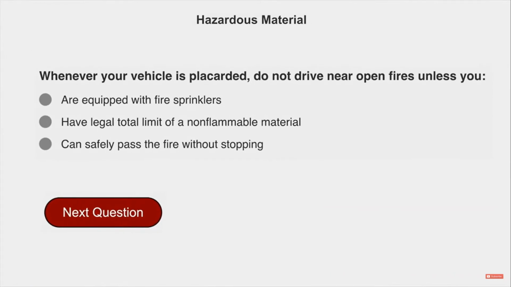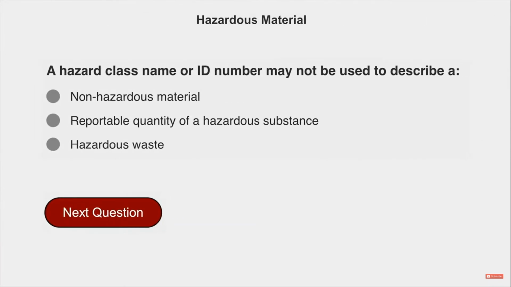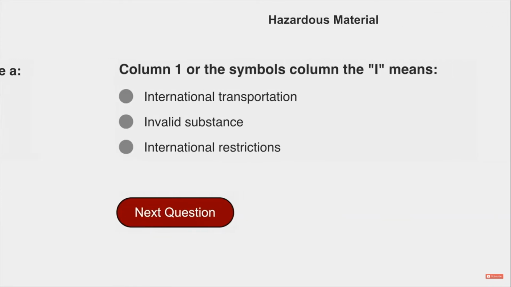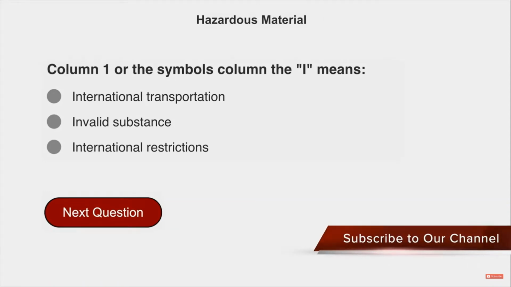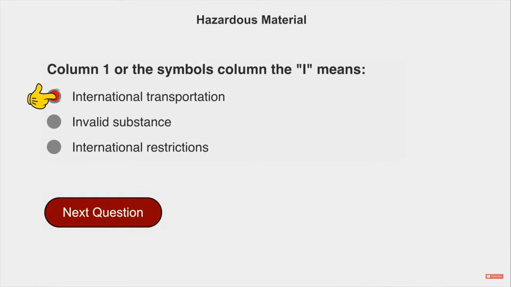Whenever your vehicle is placarded, do not drive near open fires unless you can safely pass the fire without stopping. A hazard class name or ID number may not be used to describe a non-hazardous material. Column 1, or the symbols column, the I means international transportation.